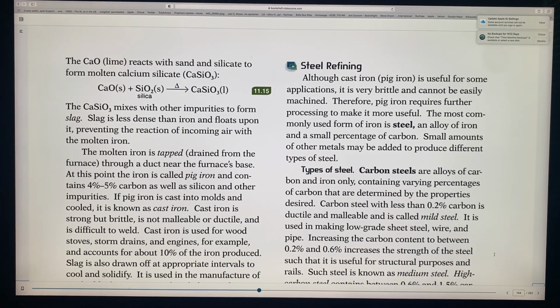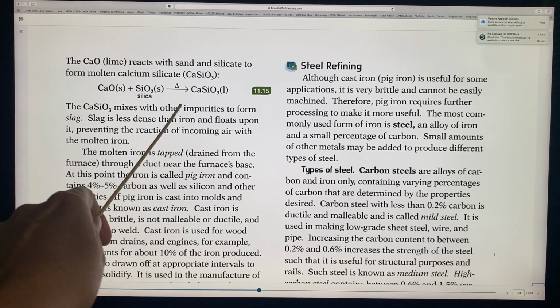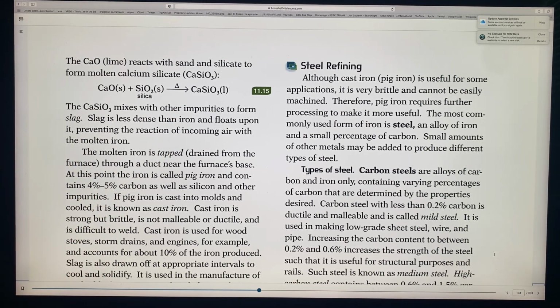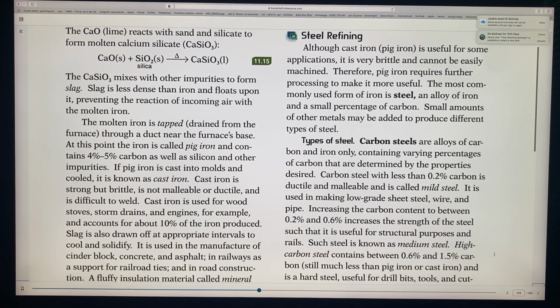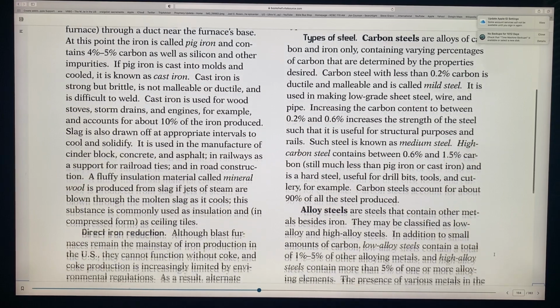CaO, which is lime, reacts with the sand and silicate to form molten calcium silicate right here. And calcium silicate mixes with other impurities to form the slag. So that's how we get the slag. The molten iron, of course, is taken out at the bottom. We already went over all that.